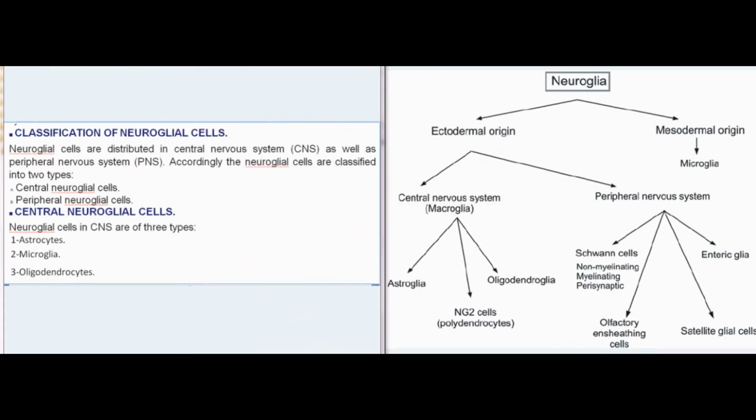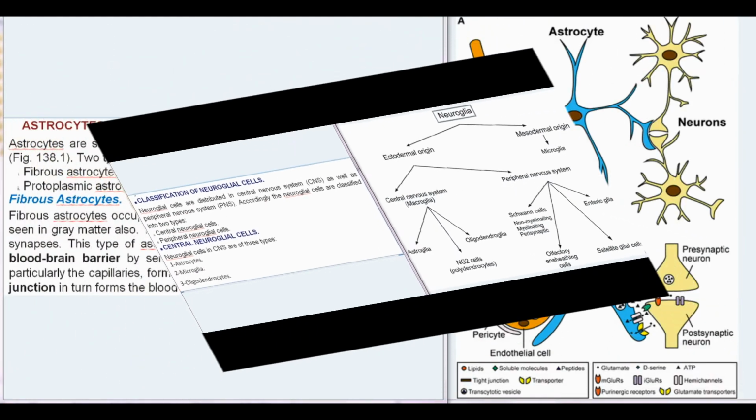Classification of neuroglial cells. Neuroglial cells are distributed in central nervous system, CNS, as well as peripheral nervous system, PNS. Accordingly, the neuroglial cells are classified into two types: central neuroglial cells and peripheral neuroglial cells. Central neuroglial cells. Neuroglial cells in CNS are of three types: 1. Astrocytes, 2. Microglia, 3. Oligodendrocytes.